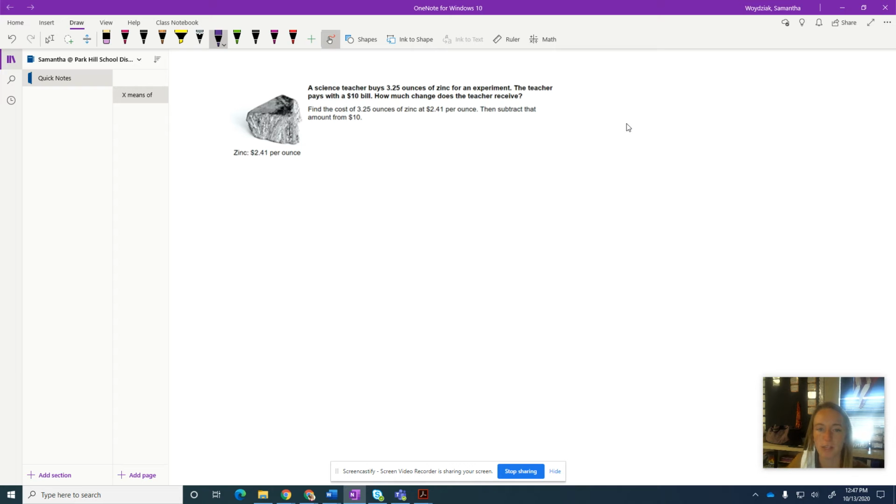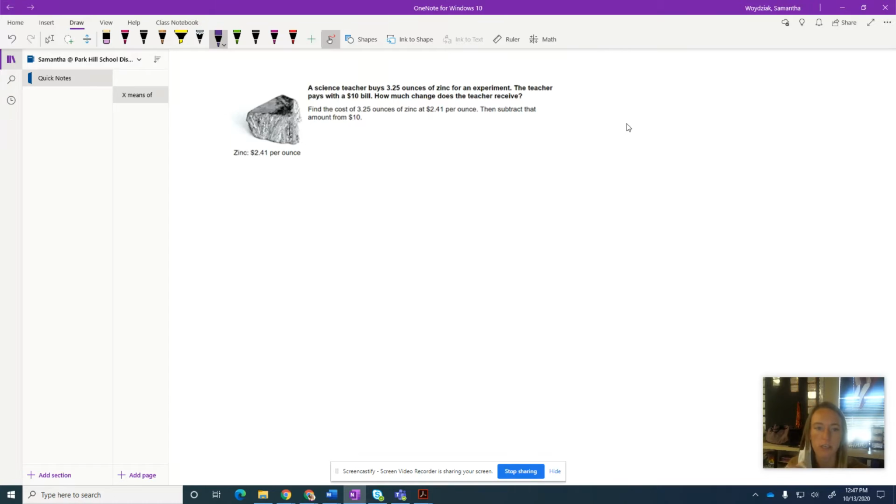Now we're going to work on modeling a real life problem. This says a science teacher buys 3.25 ounces of zinc for an experiment. The teacher pays with a $10 bill. How much change does the teacher receive? So what we're doing here is we need to see how much this teacher spent on zinc and then subtract that amount from $10.